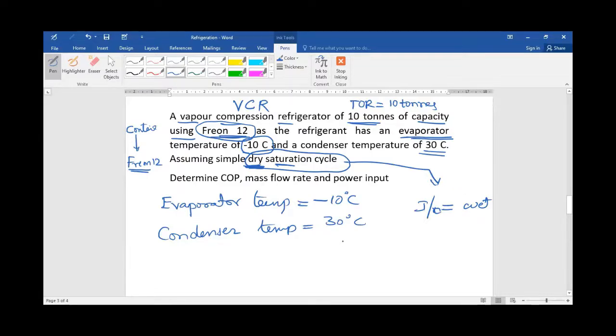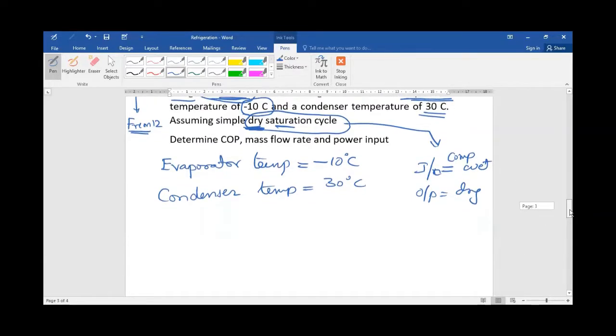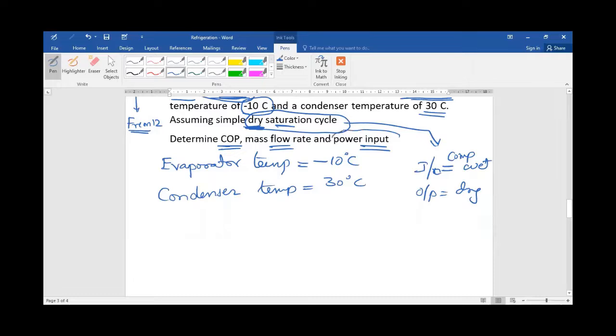Okay, I will draw the TS diagram, not to worry. Input condition is wet, where? With respect to the compressor, always with respect to the compressor, keep in mind. Output is dry. And calculate COP, mass flow rate and power input to the compressor. Keep in mind, always input to the compressor.